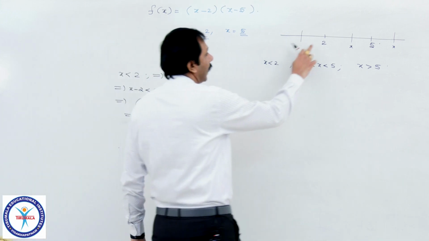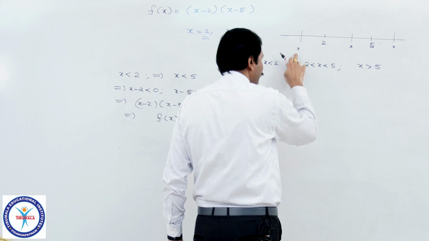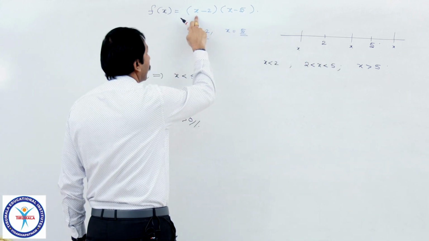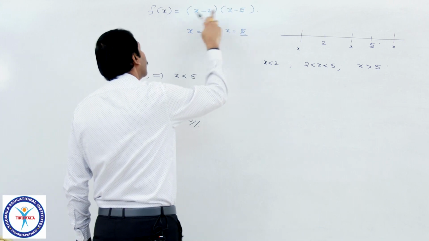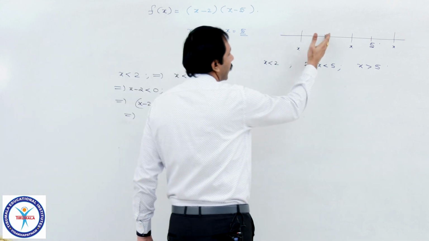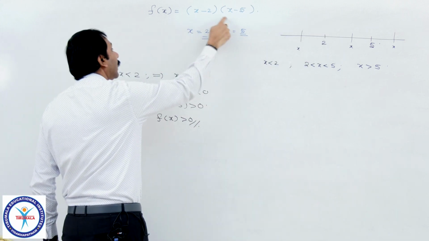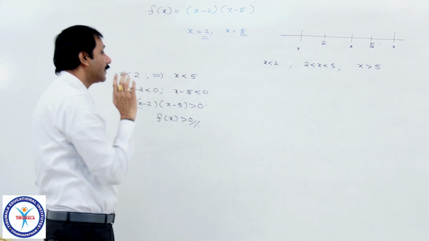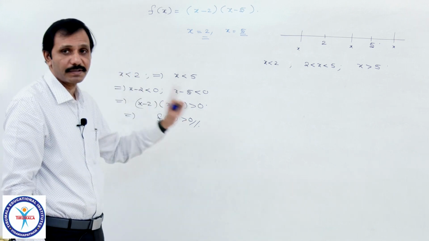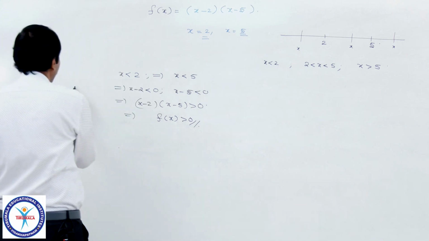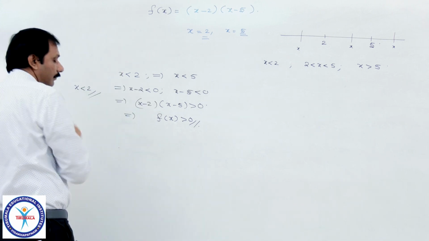If you take any value which is less than 2, suppose I take 0, 0 is less than 2 and less than 5 as well. If you substitute x = 0, what will you get? Minus 2 into minus 5, that is equal to 10, greater than 0. Therefore, whatever value less than 2 you take, both factors are negative, so their product will become positive, that is f(x) greater than 0 whenever x is less than 2. That is the case for x less than 2.